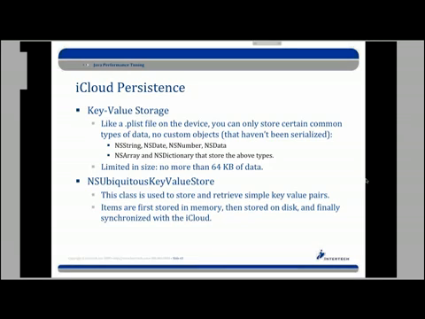So key value storage is kind of like a plist file on your device, so you're going to have the same restrictions of what you can put in key value storage. So, for example, you can't have any custom objects that you haven't serialized into NSData, for example. And the types of things you can store are NSString, NSDate, NSNumber, and NSData. And, of course, any kind of collection like array or dictionary that stores those types above.